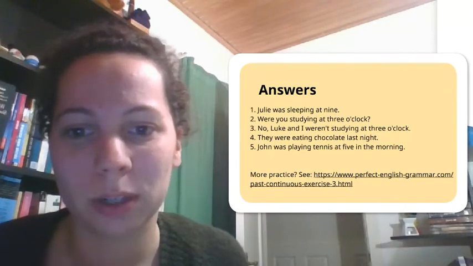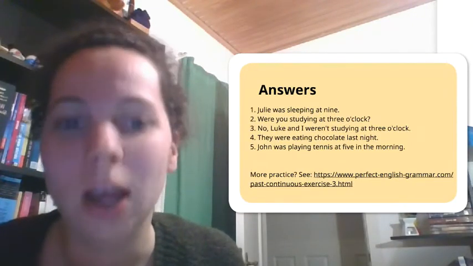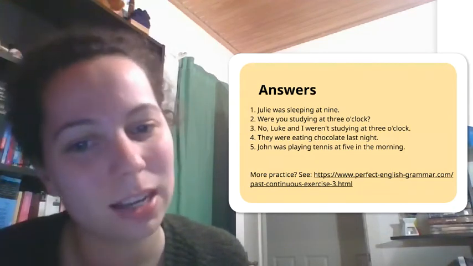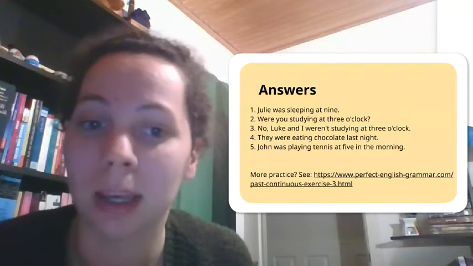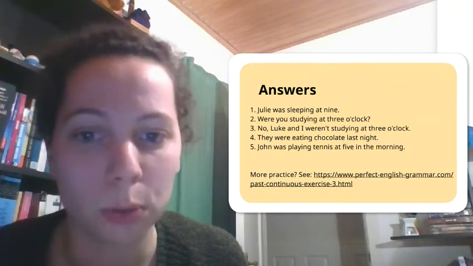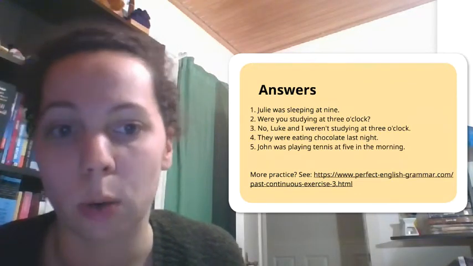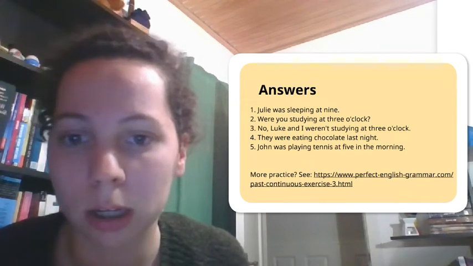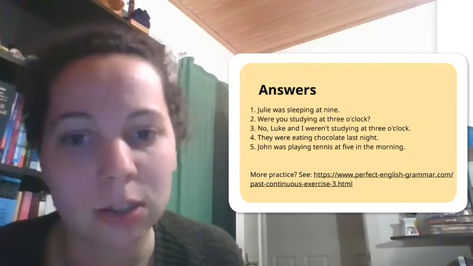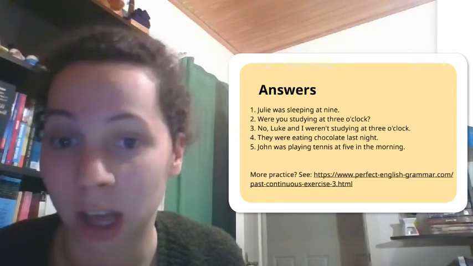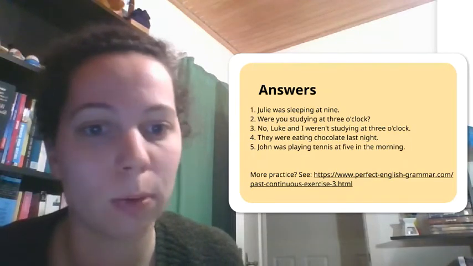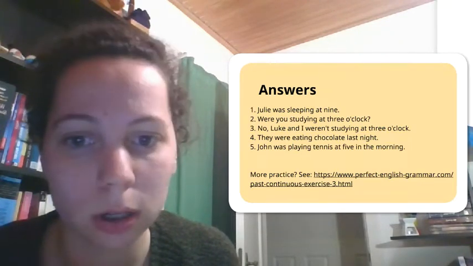Okay, so what were you supposed to fill in? In the first one, Julie was sleeping at 9 because Julie is a she, so she gets was and sleep plus ing makes it sleeping. In sentence number 2, we had a question and the subject was you, and you comes with were. So were you studying at 3 o'clock? And yes, the spelling of studying looks really strange, but it is correct. It is indeed a Y and then an I, like that. And then the negation of that, no, Luke and I weren't studying at 3 o'clock.